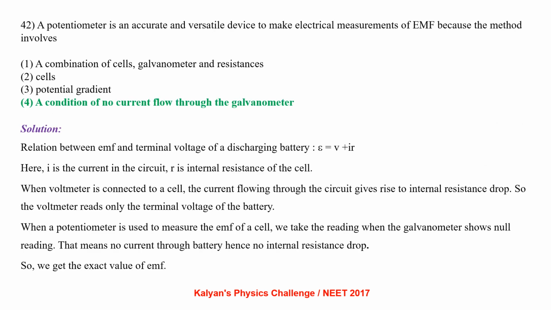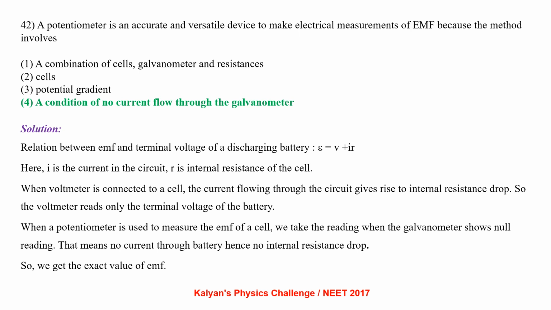A potentiometer is an accurate and versatile device to make electrical measurements of EMF because the method involves a relation between EMF and the terminal voltage of a discharging battery, given by E equal to V plus Ir. Here I is the current through the circuit and r is the internal resistance of the battery. When we use a voltmeter to measure the potential difference of the cell, as the voltmeter is connected in the circuit, it requires some current for its working. So there is current flowing in the circuit and the voltmeter reads only the terminal voltage.